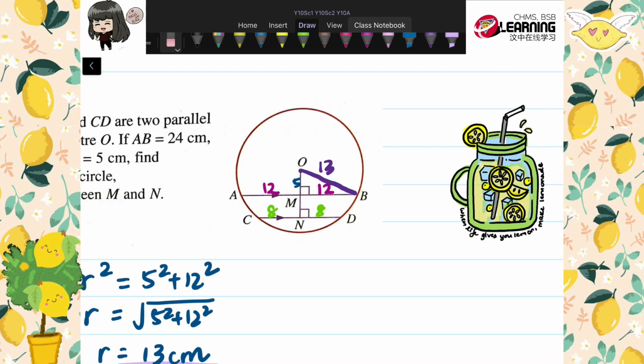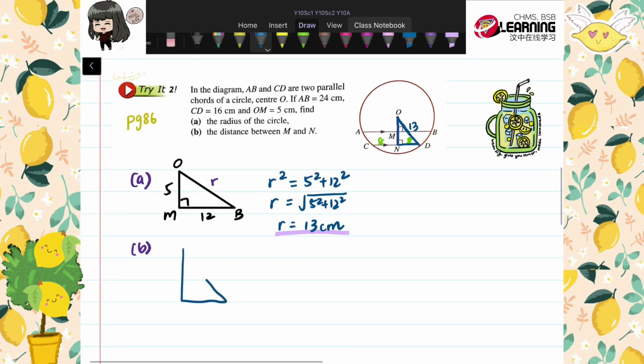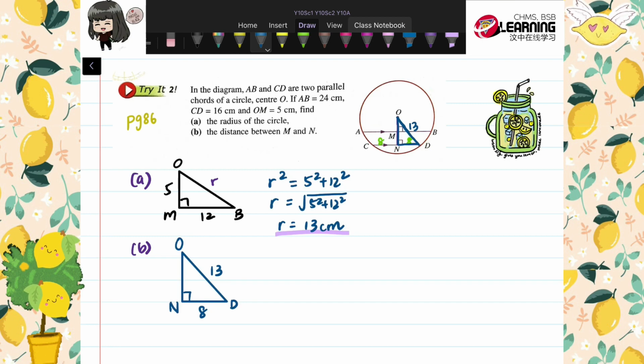But to find that O to N, I'm going to draw another 90-degree triangle here. You see the 90-degree triangle? Here is 8, and ON is the one that we need to find first. Then O to D is also a radius, 13. So I'm going to draw that triangle out here, 90 degrees. This is 8, this is 13. This is basically OND. ON is the one we want to find. After that, we can minus the 5, because this one is 5. The one below, which is your MN, is the whole thing minus the 5.